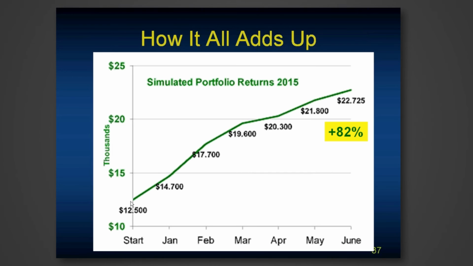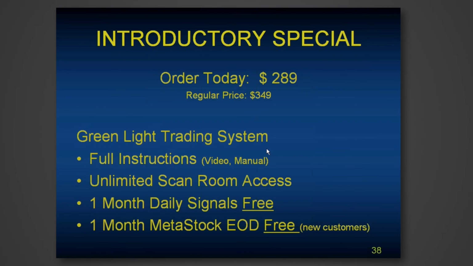This is what green light signals adds up to, much better than the S&P all year. You can see we've been having multiples against the S&P on a continuous basis, starting with 12,500, using that same illustration as before. By the end of June, the system was up 82%, which is a lot better than 2% for the S&P.